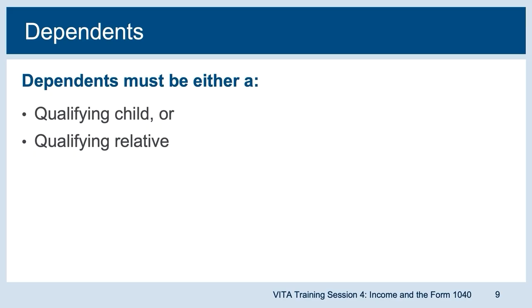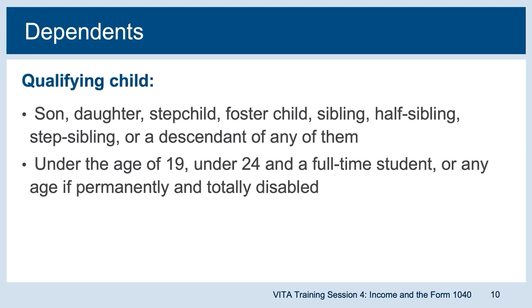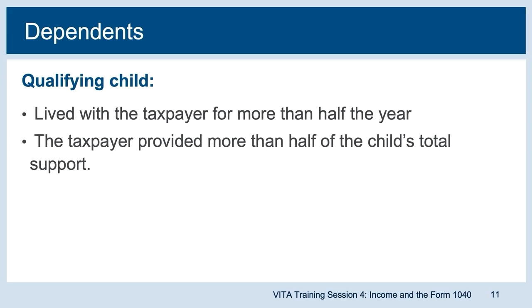In order to claim a dependent, the dependent must either be a qualifying child or a qualifying relative. The rules for a qualifying child state that they must be the taxpayer's son, daughter, stepchild, foster child, sibling, half-sibling, step-sibling, or descendant of any of them. They must be under the age of 19, or under the age of 24 and a full-time student, or any age if permanently and totally disabled. They must have lived with the taxpayer for more than half the year, and the taxpayer must have provided more than half of the child's total support.